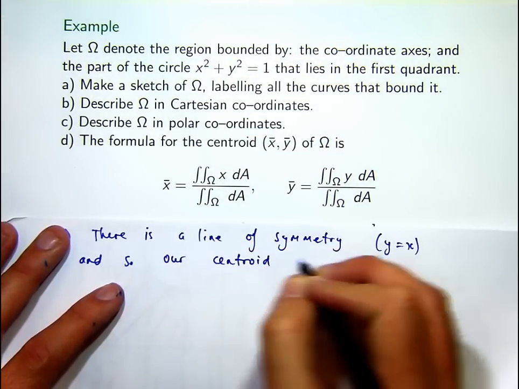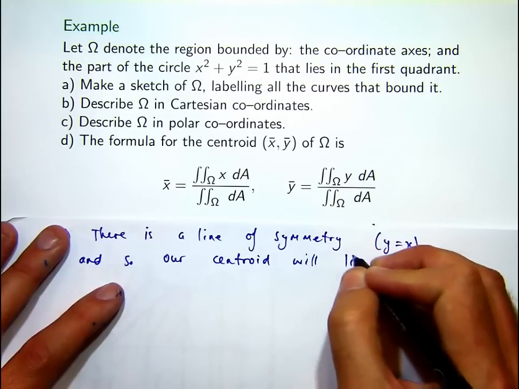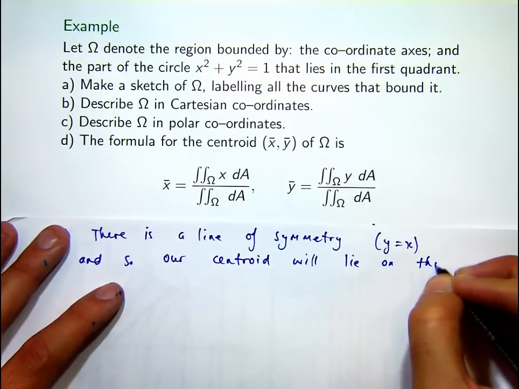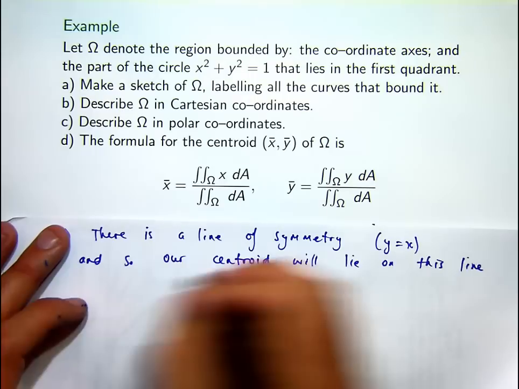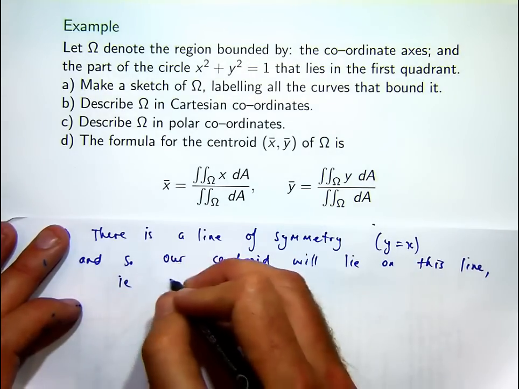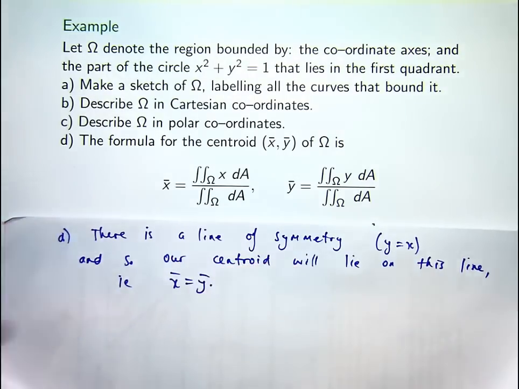So the centroid of omega will lie on this line, i.e. x bar equals y bar. Now, so what? Well, the idea is that if you know x bar, then you can immediately write down y bar. Okay, you only have to calculate one of the coordinates, not both of them. Once you have one, you have both of them. Okay?